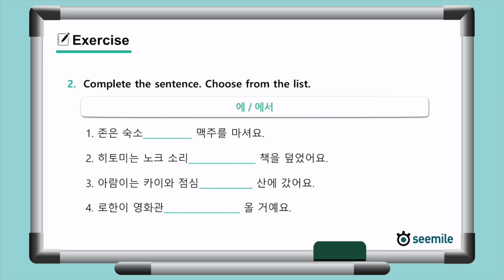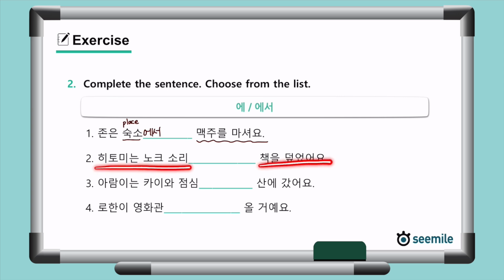Number 1. 조는 숙소 맥주를 마셔요. 숙소 is a lodging or an accommodation, and 마시다 is to drink. So 숙소 is the place where John does the action of drinking beer. So 에서 should be used here. 조는 숙소에서 맥주를 마셔요.